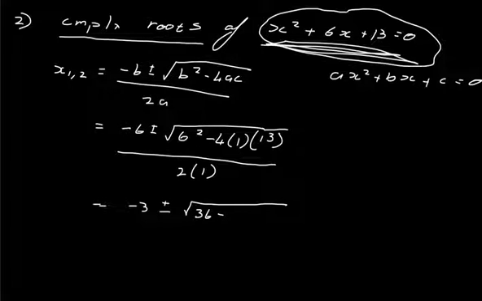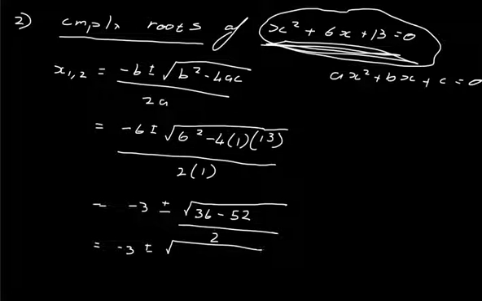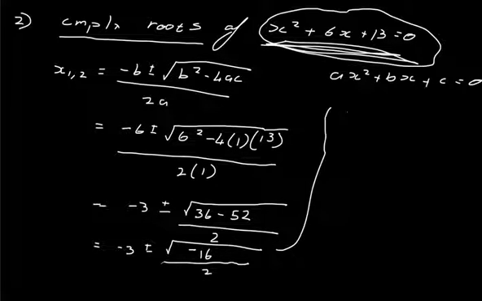4 times 13 is 52 over 2. You'll notice I just divided this first number here by 2. So that is equal to minus 3 plus or minus the square root of 36 minus 52, let's just calculate that, minus 16 over 2. Now, I'm just going to carry on up here.